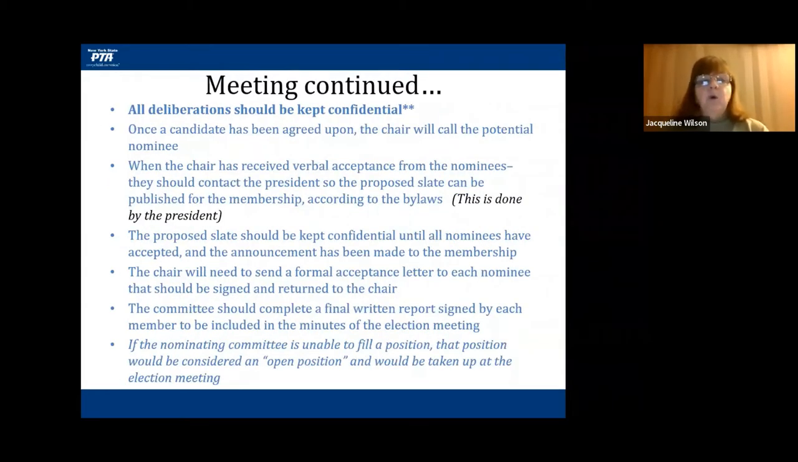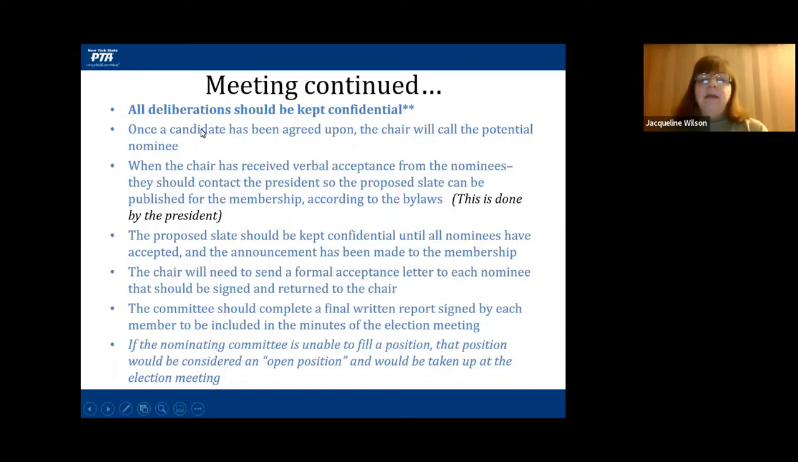This is so important. All deliberations should be kept confidential. It just makes sense. You're discussing people, you're discussing their ability to lead, you're discussing their ability to be a president or vice president or secretary. And those discussions are meant to be confidential.